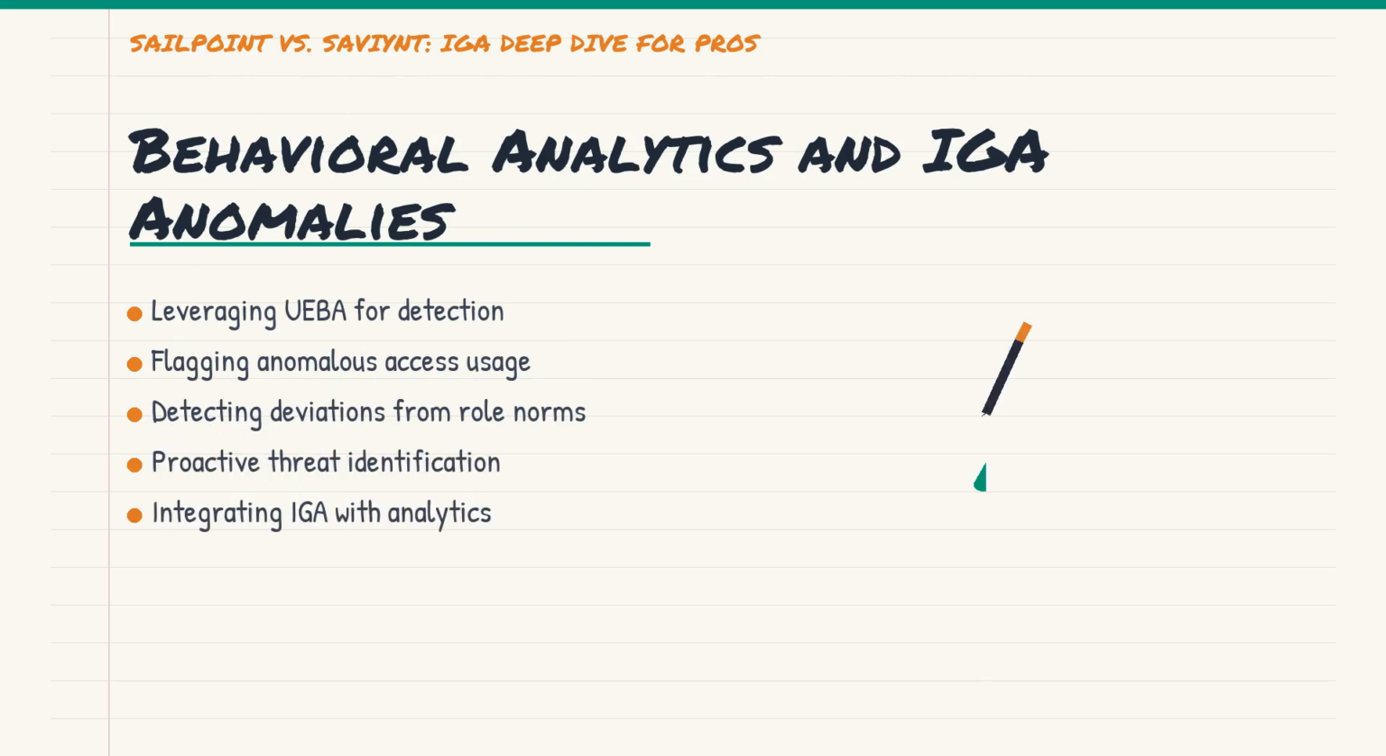If an IGA system is integrated with a UBA, it can flag when a user's access, provisioned or certified through the IGA tool, is suddenly being used in ways that are highly anomalous to their role. For instance, if a finance analyst's account, recently granted access to a development environment through the IGA, suddenly starts making network calls typical of a system administrator, that's a huge red flag. This proactive detection can stop an attack in its tracks before it escalates.